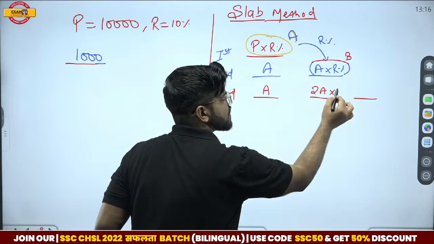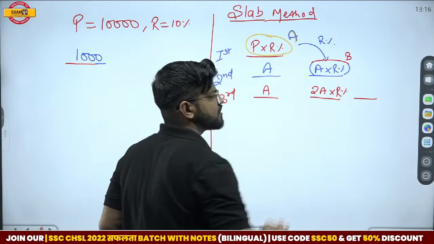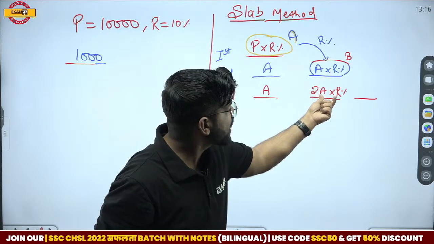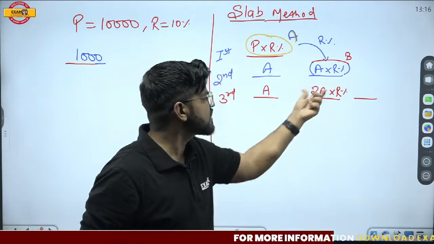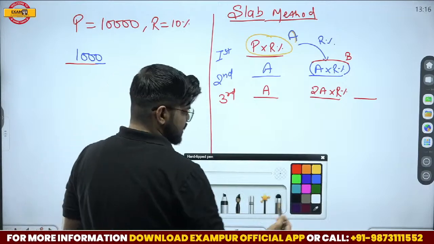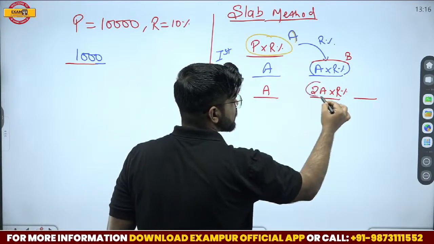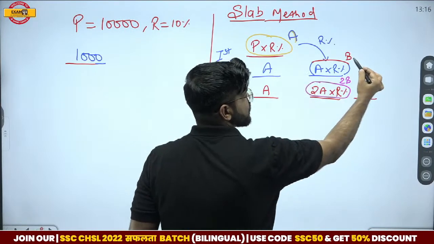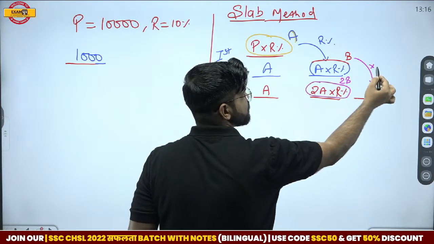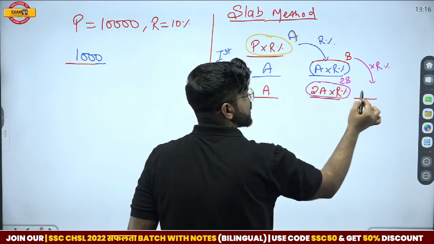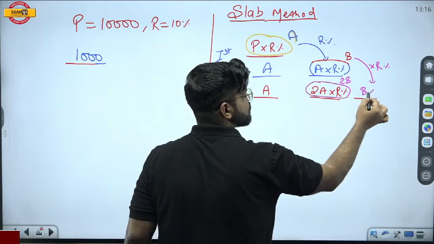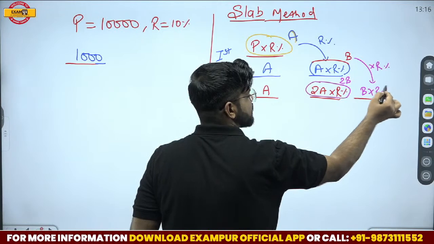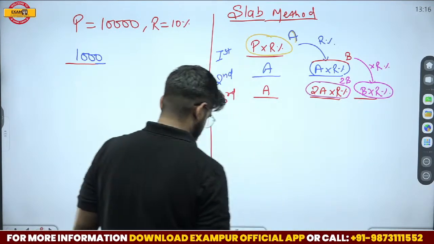and we have to write the R%. Okay, R% of 2A. Now A into R% is B. That means this is nothing but 2B. Yes or no? This is nothing but 2B, right? And now here we have to write R% of B. Here we have to write R% of B.